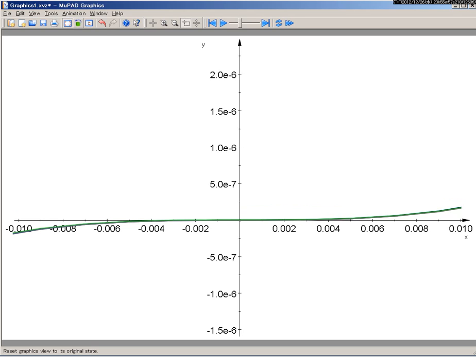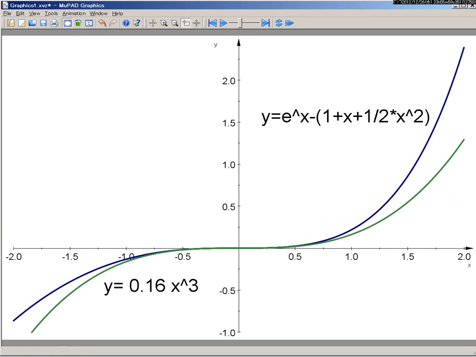Okay, let's check the number of a. The number is 0.16, nearly 1/6. Theoretically speaking, it should be 1/3 factorial, which is 1/6. So it's almost equal to the theoretical number. So thus we can get the third Taylor series by our eyes.